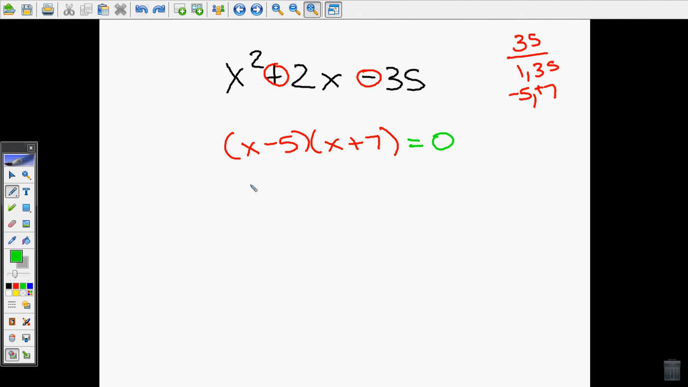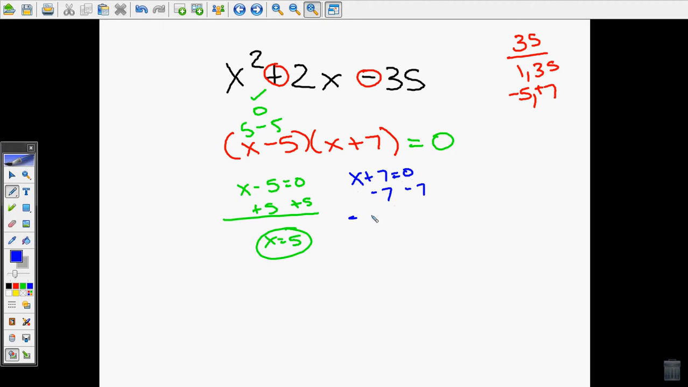So I'm going to say x minus 5 is equal to 0. If I add 5 to both sides of my equation, I get that x is 5. And that makes sense, because 5 minus 5 is 0, right? So that one works out. Then for the other one, I say x plus 7 is equal to 0. I subtract 7 from both sides, and I get x is negative 7. So that's the other zero for the function. If x is negative 7 or x is 5, the answer to the quadratic function is 0.